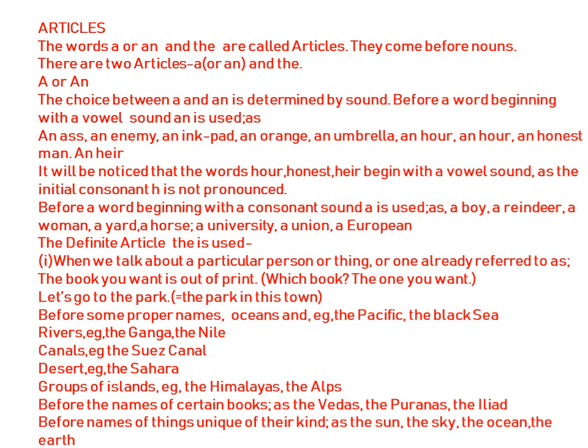The definite article the is used. Now we are going to learn the uses of the. When we talk about a particular person or thing or one already referred to, we have to use the article the. For example, the book you want is out of print. Why is the used before book? Because which book? The one you want.